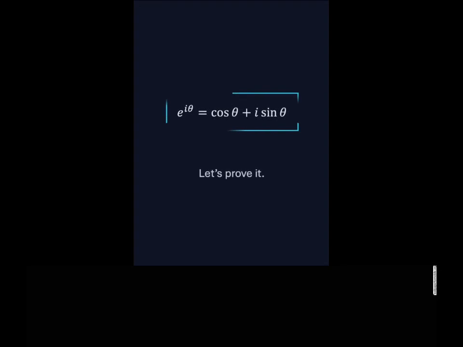A fascinating proof of Euler's famous formula without using Taylor series. The core theme of our proof is that exponential functions and sinusoids have the same interesting property. Whenever you differentiate them, they keep the same functional form.